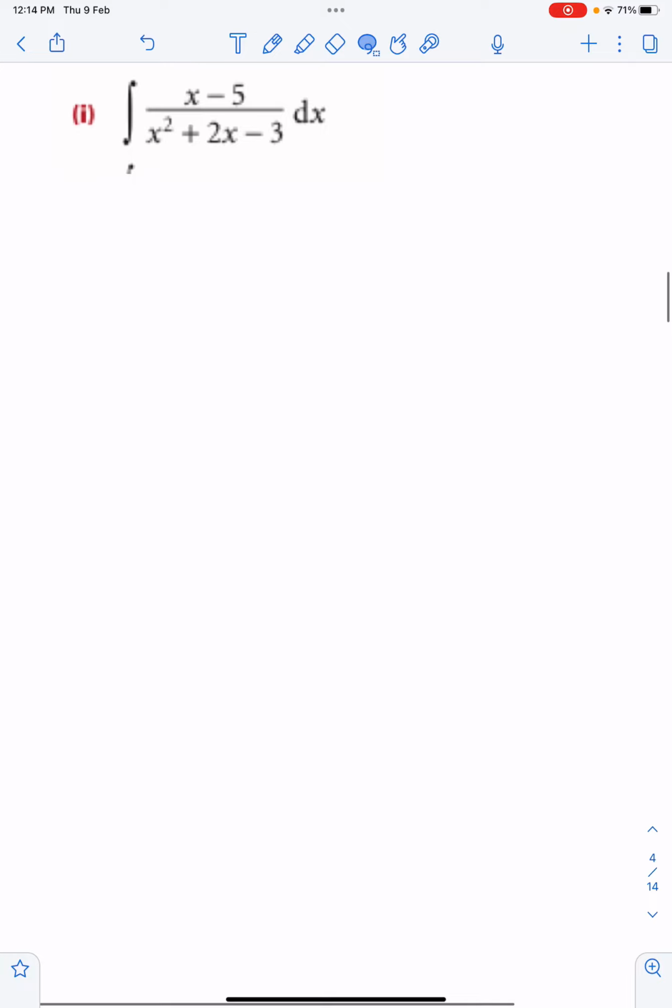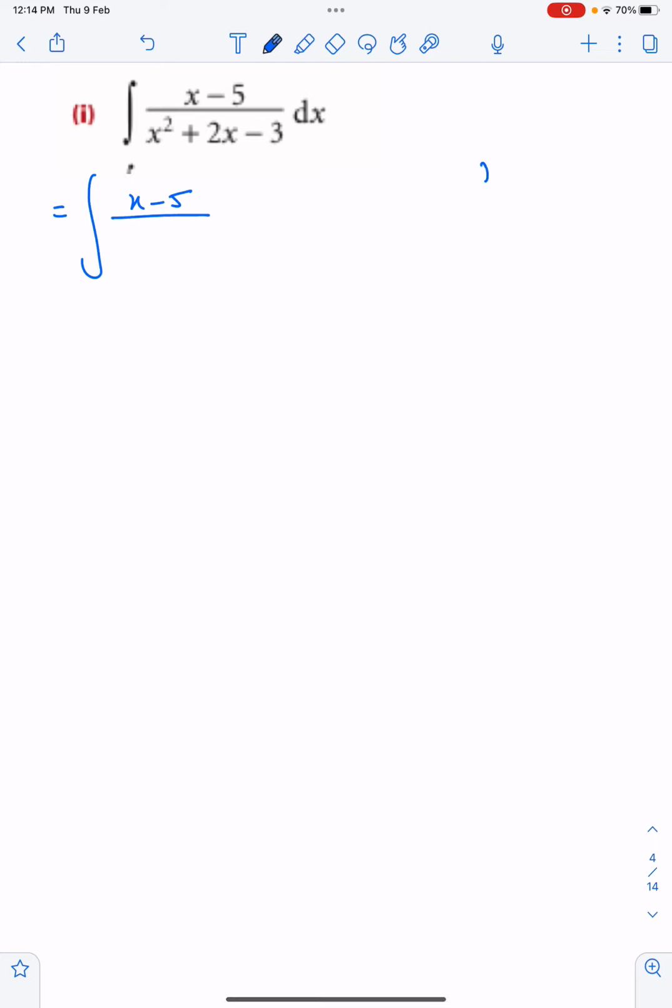Okay, the first question, if you notice, if I differentiate this, I'll get 2x plus 2, and I have totally a different thing on the top. So I will go ahead with partial fractions. I will factorize this and get the two linear factors of this as a first step. So I'm doing that.